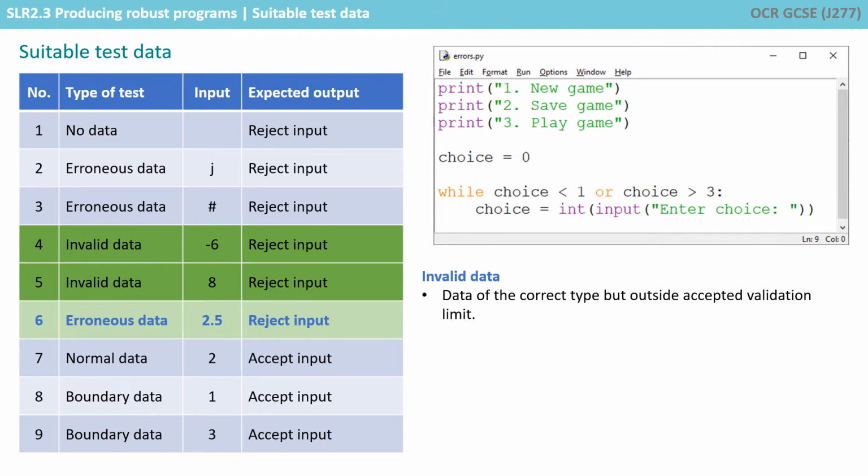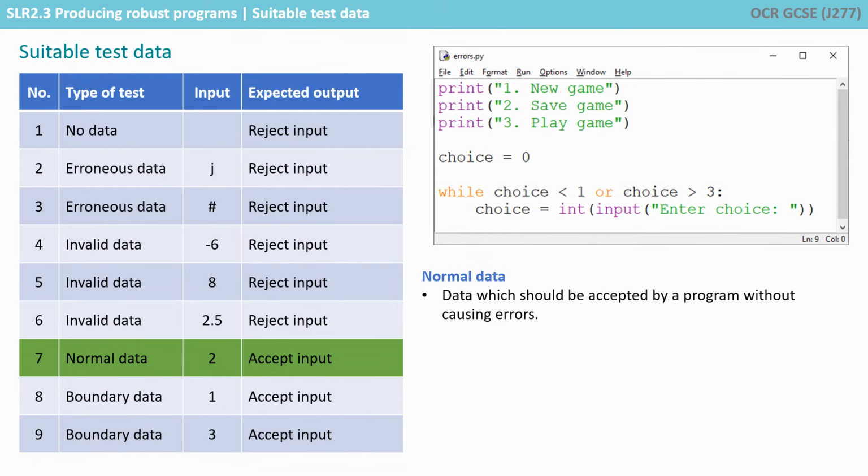So actually, you may have just spotted with that last one, because test number 6 is using 2.5 and 2.5 must be a real or a float data type, that actually you're probably better flagging this up as erroneous data, as the definition for erroneous data is data of the incorrect data type, whereas invalid data is data of the correct data type but outside the validation range. Make sure you understand the difference between those two. As you can see, tests 2 through 6 are all designed to be rejected, but they're using different types of data.